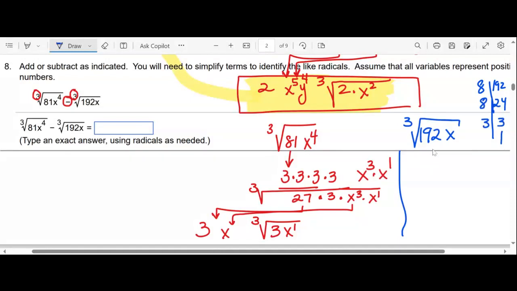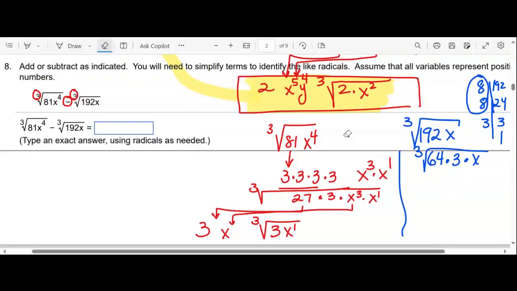So now we got the solution. 8 times 8 is what? 64 times 3 times what? X. All this under the cube root. 64 goes outside, become what? No, no, no. Wait, wait. We have a mistake here.